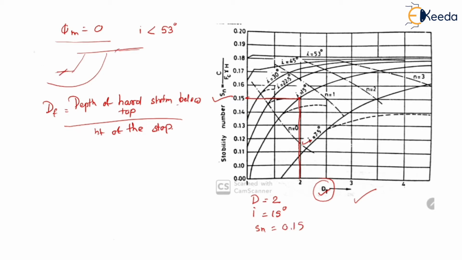So here in this figure we can see that the failure surface is below the toe. The depth of failure surface will be up to the depth of hard stratum. Means this failure surface will reach the hard stratum. So suppose x is the height of hard stratum below the top of the slope and this h is the height of the slope, then df will be equal to x upon h. So this x will be equal to df into h. So this height will be equal to df h.